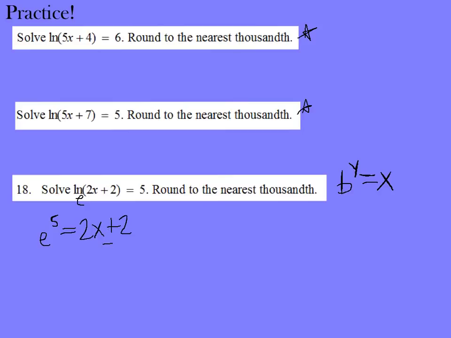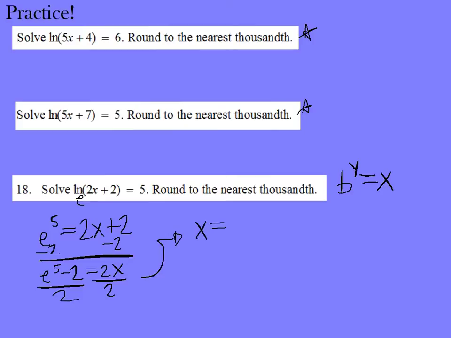And in order to solve for x, I'm just going to subtract 2 on both sides. I get e to the 5th minus 2 is equal to 2x. And then I'm going to divide by 2 on each side. So what I get for x is x is equal to e to the 5th minus 2, divided by 2. And all I have to do is put that in my calculator. When I round this to the nearest thousandth, I get that x is equal to 73.207.